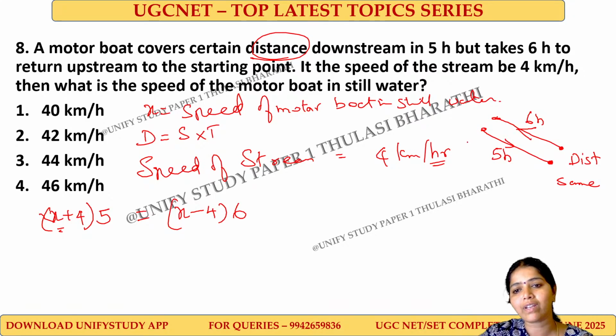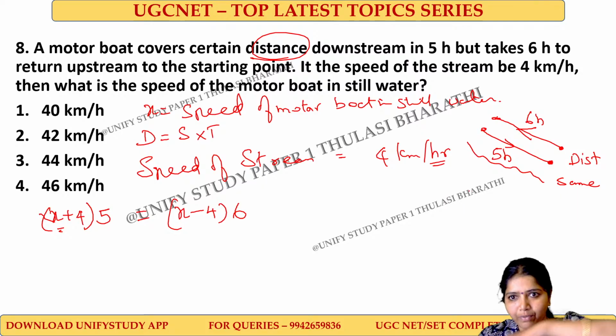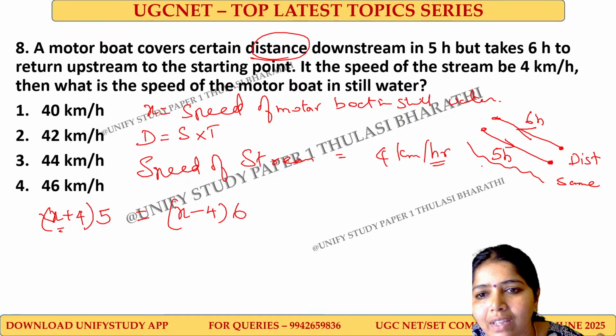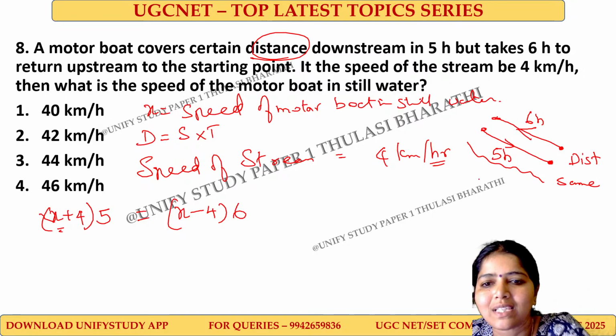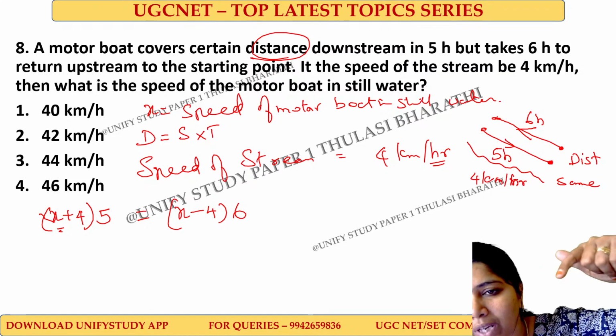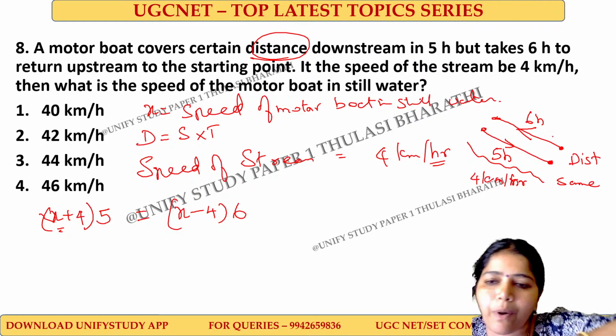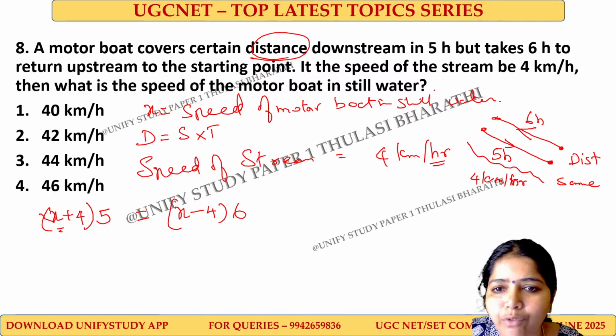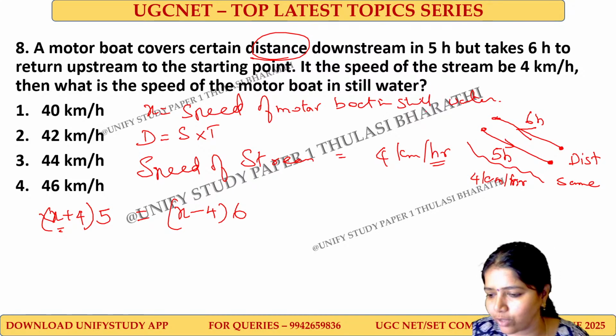Here they have given the speed of the stream. The water body's speed is 4 km per hour. What we have to find out is the speed of the boat. The boat is only moving from this point to this point and back. We have to calculate the speed of the boat, that is this u. Very good. Super. Very good.